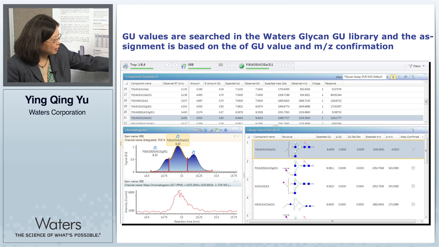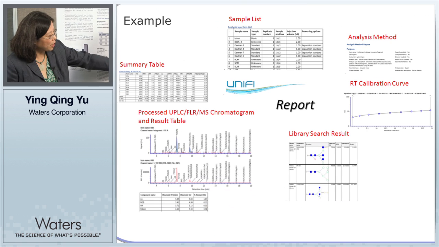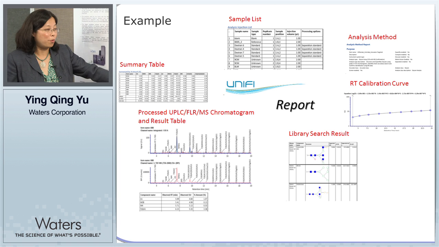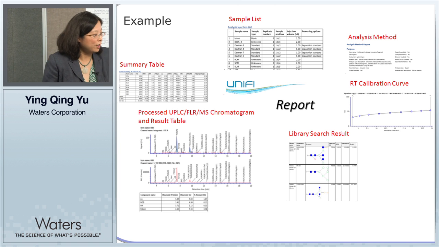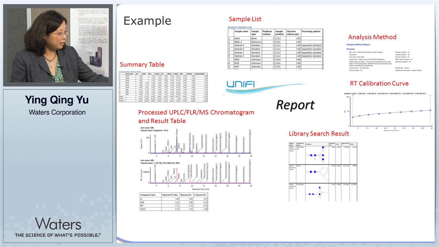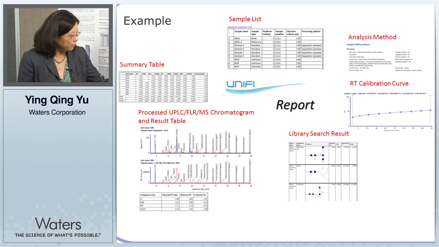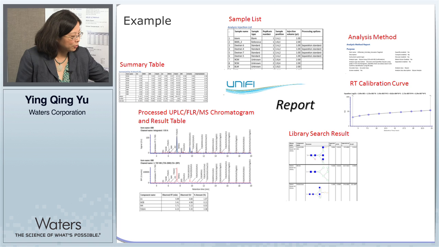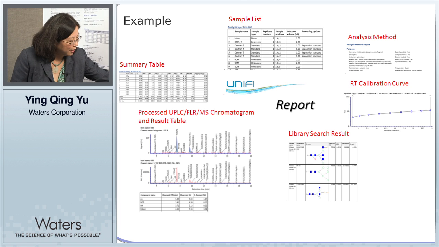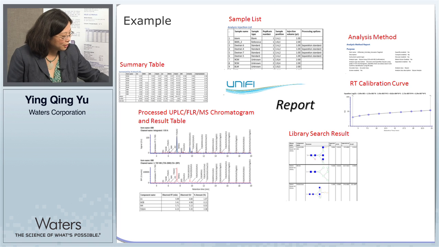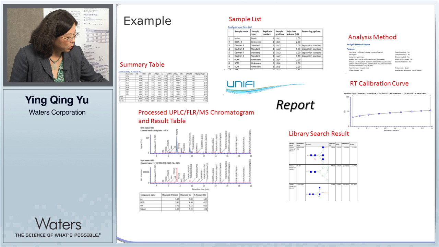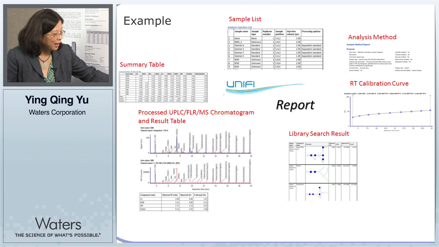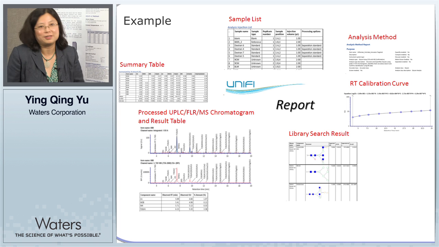In addition to data processing and data acquisition, reporting is a critical part of UNIFI. For glycan analysis, this is a typical report from UNIFI. You get sample list information, analytical methods, retention time calibration, library search results, and a displayed alpha-R MS chromatogram with a component table that's all assigned. And my favorite part is the summary table.